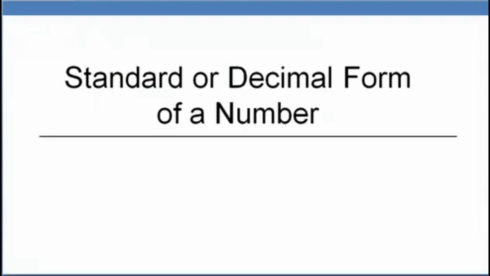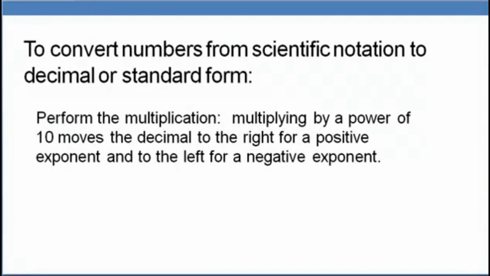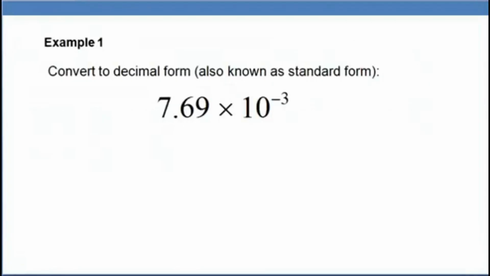Standard or decimal form of a number. To convert numbers from scientific notation to decimal or standard form, you will perform the multiplication. Multiplying by a power of 10 moves the decimal to the right for a positive exponent and to the left for a negative exponent. We're going to convert to decimal form. This is also known as standard form.